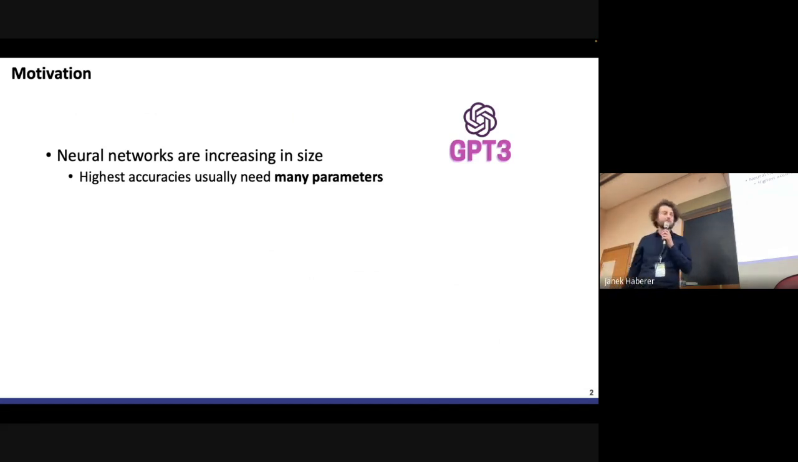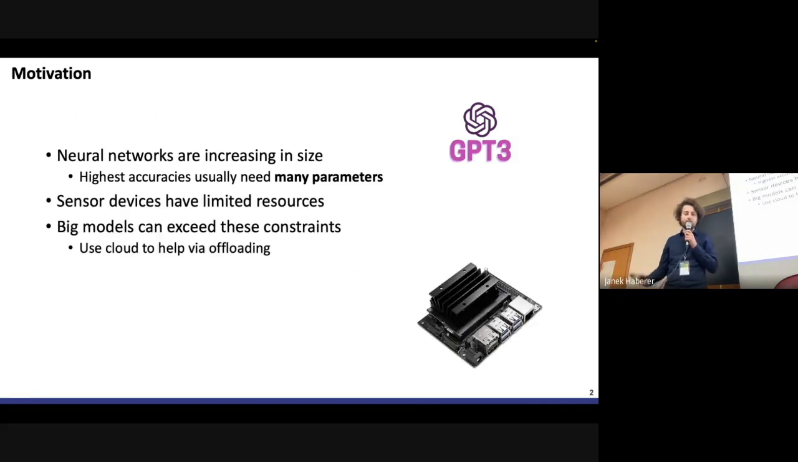It's fine? Okay. Yeah, so neural networks are increasing in size. You heard that as an example, GPT-3. If you want the highest accuracies in neural networks, you need millions or billions of parameters, even I think trillions I read somewhere. But sensor devices have very limited resources. We can't deploy these networks just on the sensors directly. So that is where we can use the cloud to help via, for example, offloading.